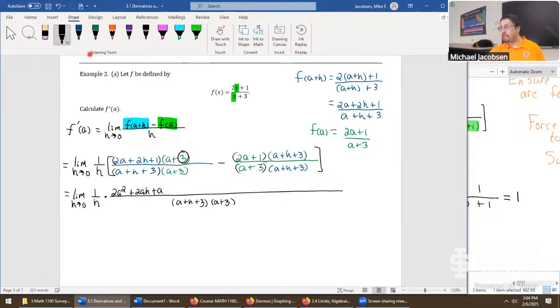Now I'm focusing on the 3 and doing the same kind of distribution. Here to here is plus 6a. Here to here is plus 6h. Here to here is plus 3. And that finalizes the foiling of the trinomial with the binomial here. It's not exactly FOIL, but similar in spirit.